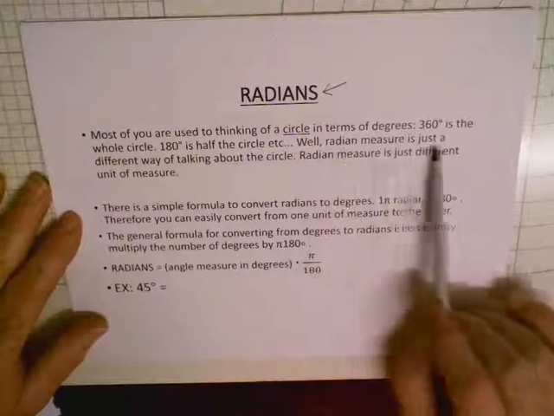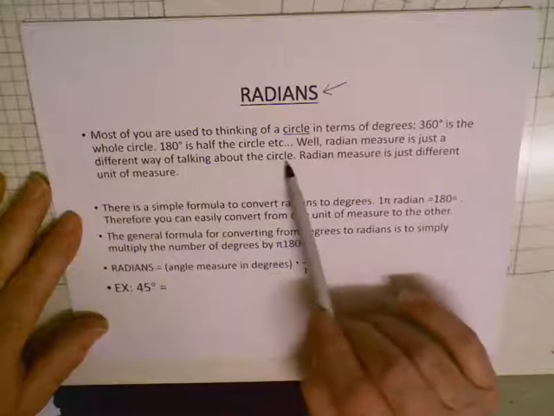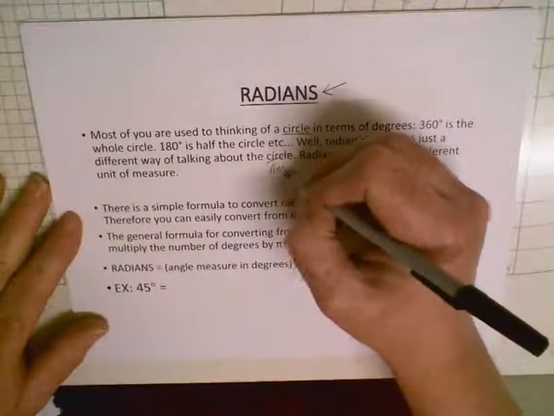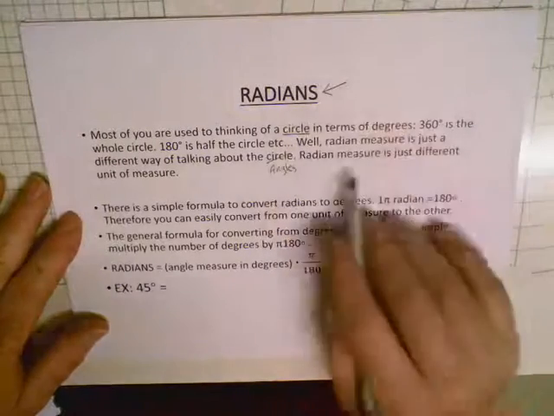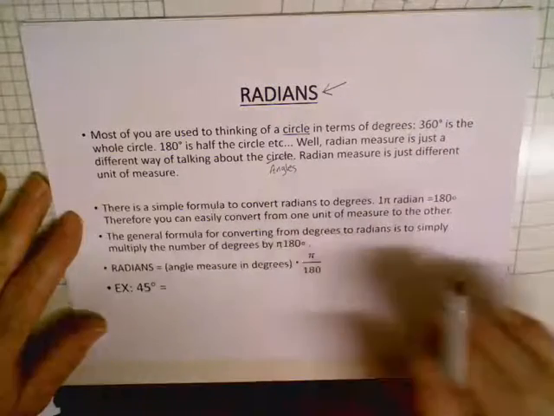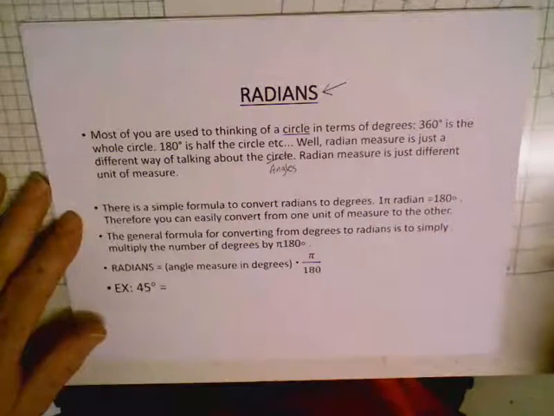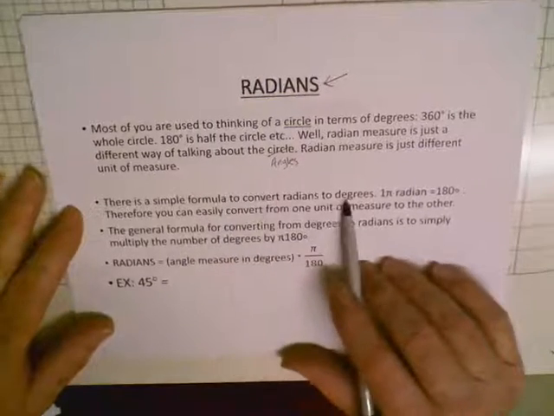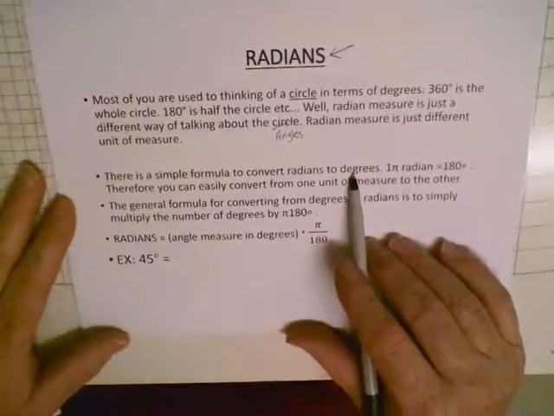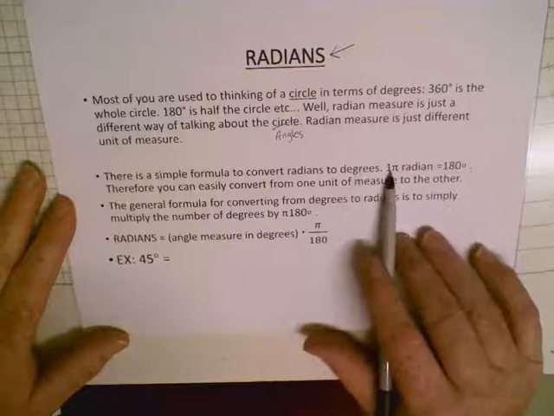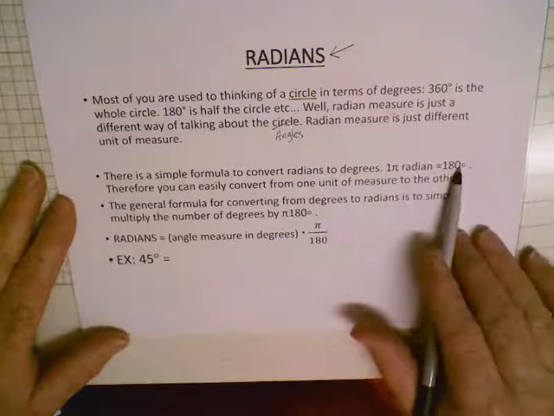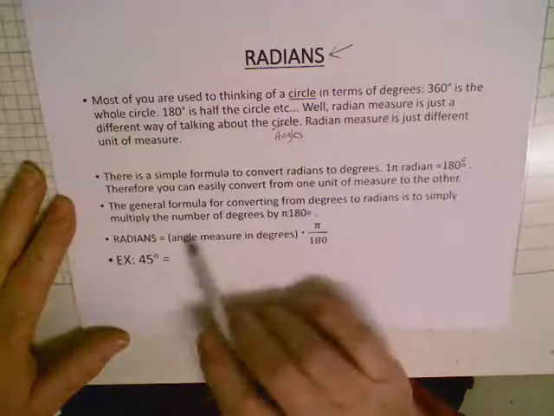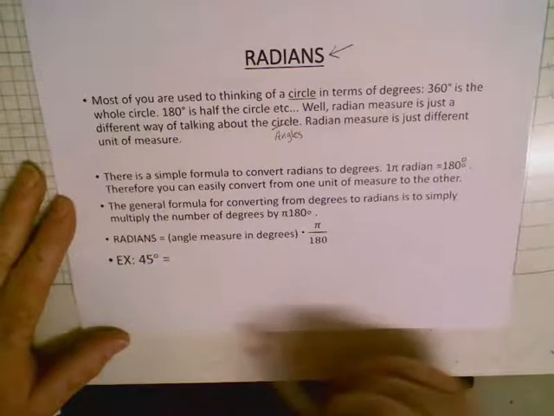Well, radian measure is just a different way of talking about the circle, and not just circles, talking about angles also. It's just a different way to talk about it. Radian measure is just a different unit of measurement. There's a simple formula to convert radians to degrees. So to convert radians to degrees, 1 pi radian equals 180 degrees. That's supposed to be a degree symbol. I don't know how it got down there. Therefore, you can easily convert them.